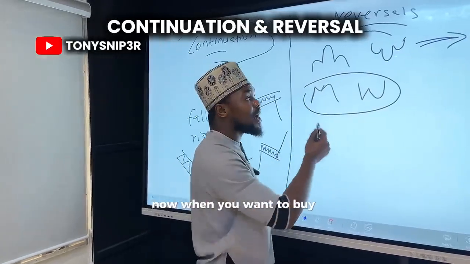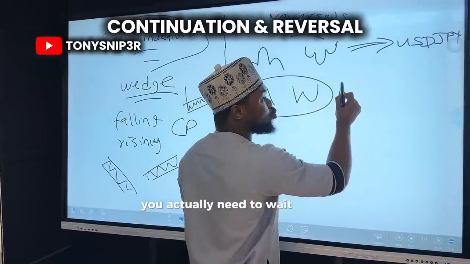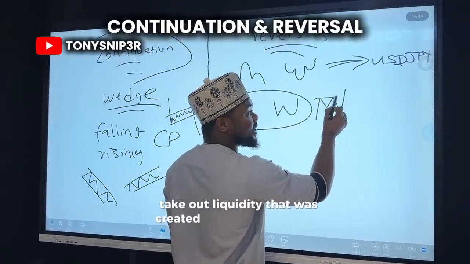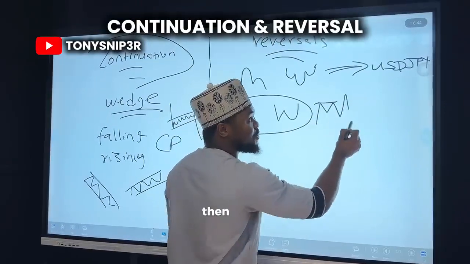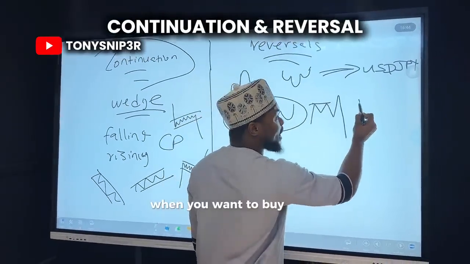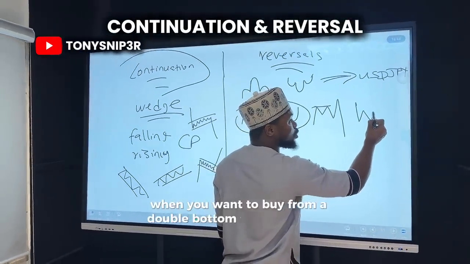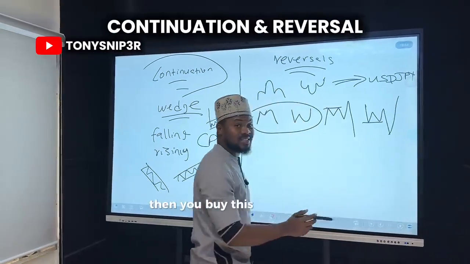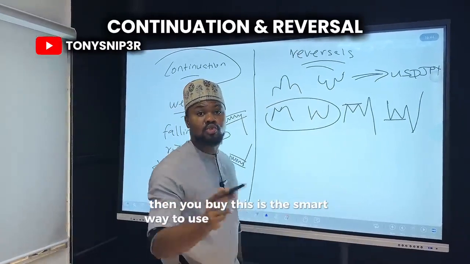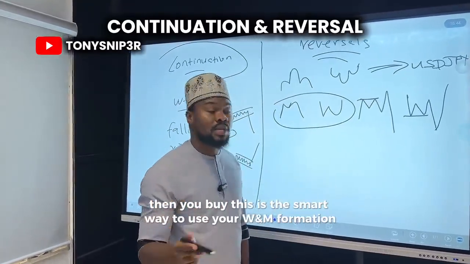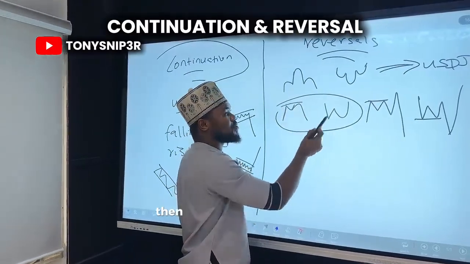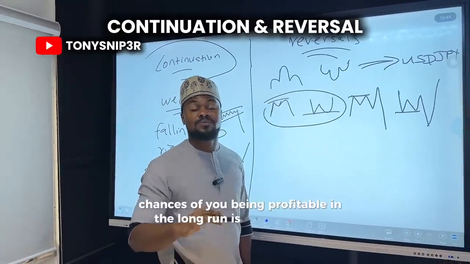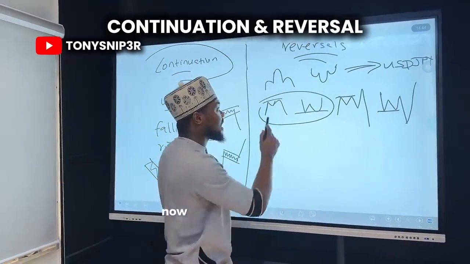Now, when you want to sell a double top, you need to wait for the market to take out liquidity that was created here for early sellers, then you sell. When you want to buy from a double bottom, you wait for the market to take out liquidity here, then you buy. This is the smart way to use your W and M formation. Because if you just wait for double top, then sell, double bottom, then buy, chances of you being profitable in the long run is very slim. Okay, now that's the second one.